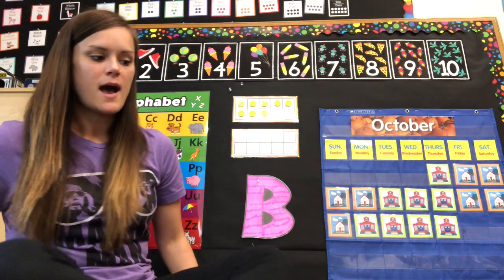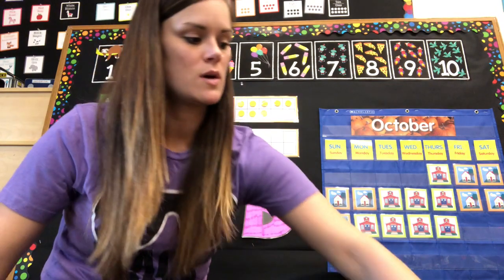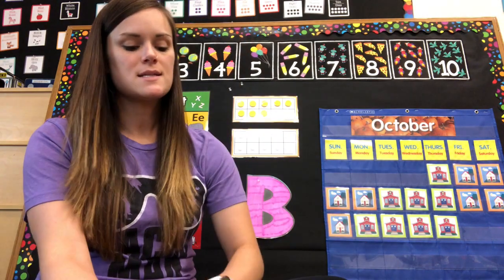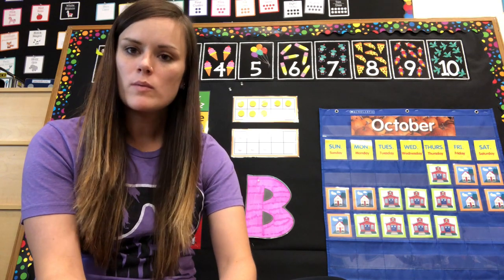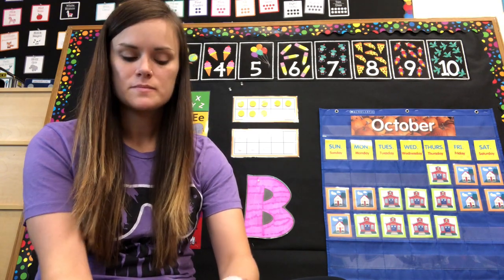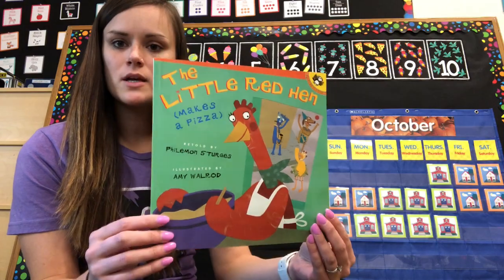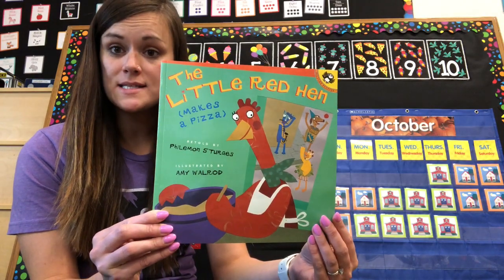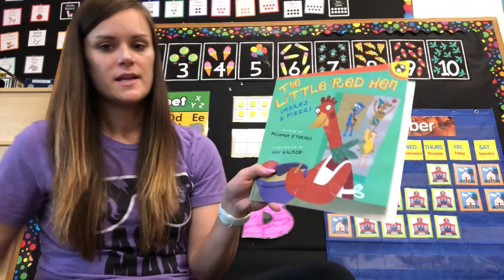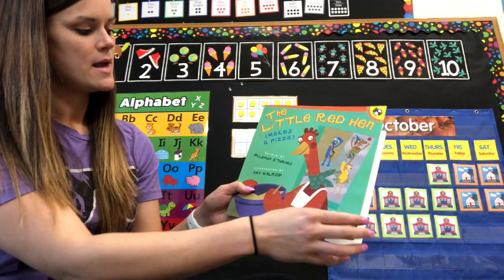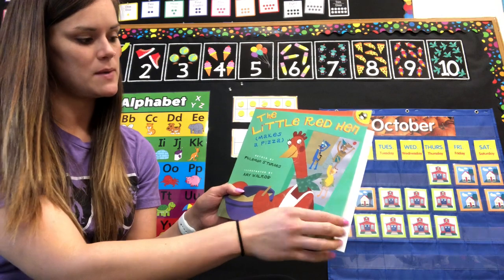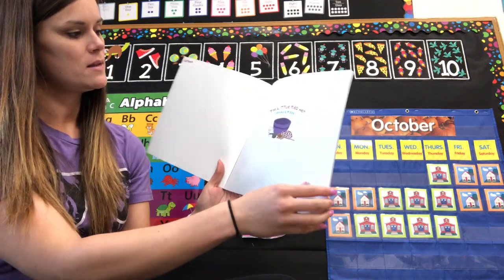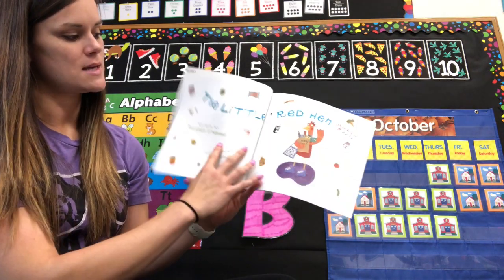All right. I have one last story to share with you this week, and it's kind of like one that we read already. Remember when we read The Little Red Hen? This one's called The Little Red Hen Makes a Pizza. Are you ready? Here we go. It's retold by Philemon Sturgis, illustrated by Amy Waldrop. The Little Red Hen Makes a Pizza.